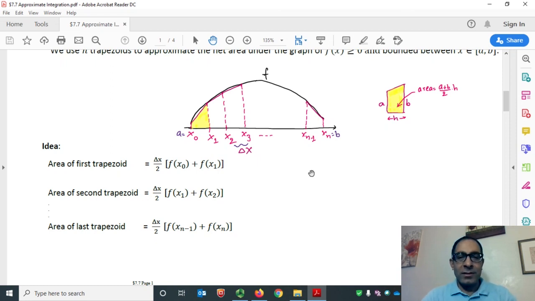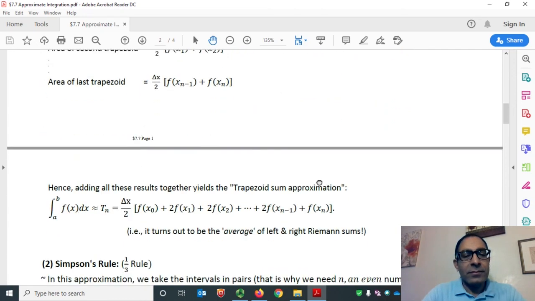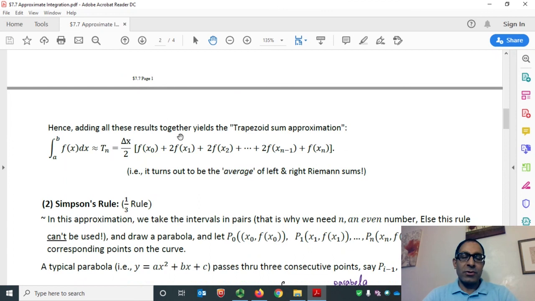And to find the total area of the trapezoids, let's add them all. So let me scroll down. Hence adding all these results together is the trapezoid sum approximation. So we denote trapezoid by Tn. So the integral from a to b of f(x) dx is approximated by Tn equals delta x over 2 times f(x0) plus 2 times f(x1) plus 2 times f(x2) plus dot dot dot plus f(xn). It turns out to be the average of the left Riemann sum and right Riemann sum.